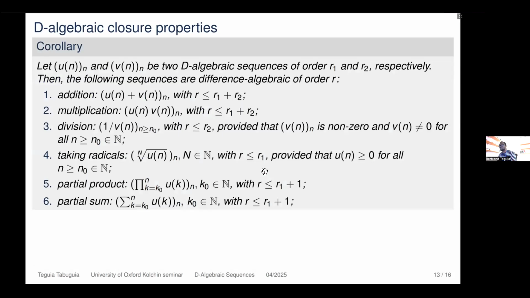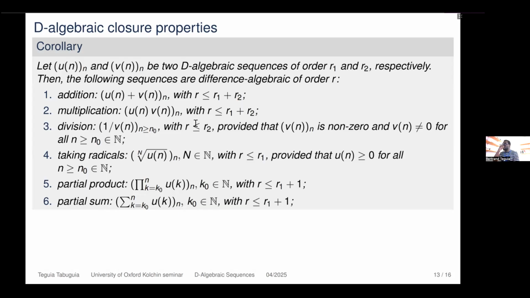Just to give you some of the closure properties that can be achieved by this transformation, you have addition, multiplication, and you also have an order bound. If you have a difference equation of order R1 and another of order R2, then you can build a difference equation of order R1 plus R2 for the sum or the product. You also have multiplication, division, taking radicals, partial product, partial sum. And in this relation, you're also allowed to introduce shifts.